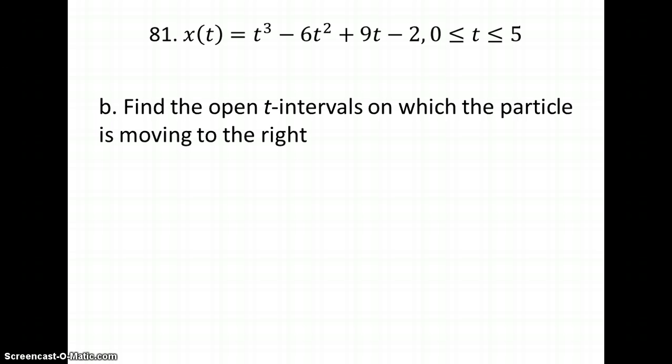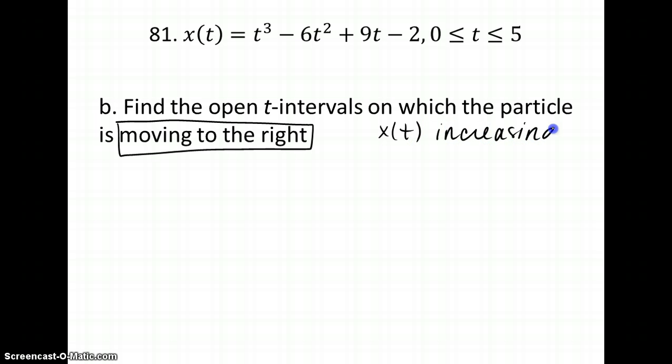Find the open t intervals on which the particle is moving to the right. Rest assured, this is not on your quiz tomorrow. I know it was on your Chapter 3 test, but a function is moving to the right when its position is increasing. When does a function increase? When its rate of change is positive. So we're looking for the intervals where the velocity is positive.